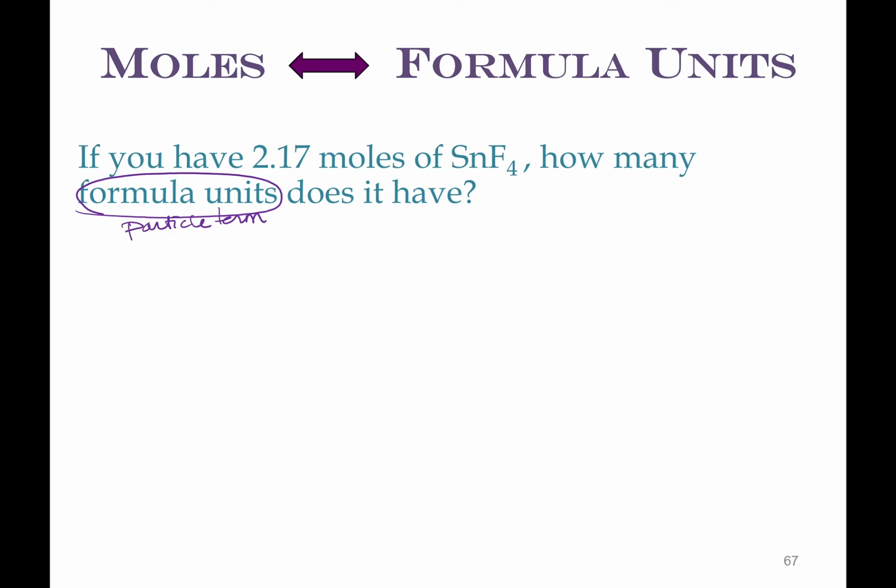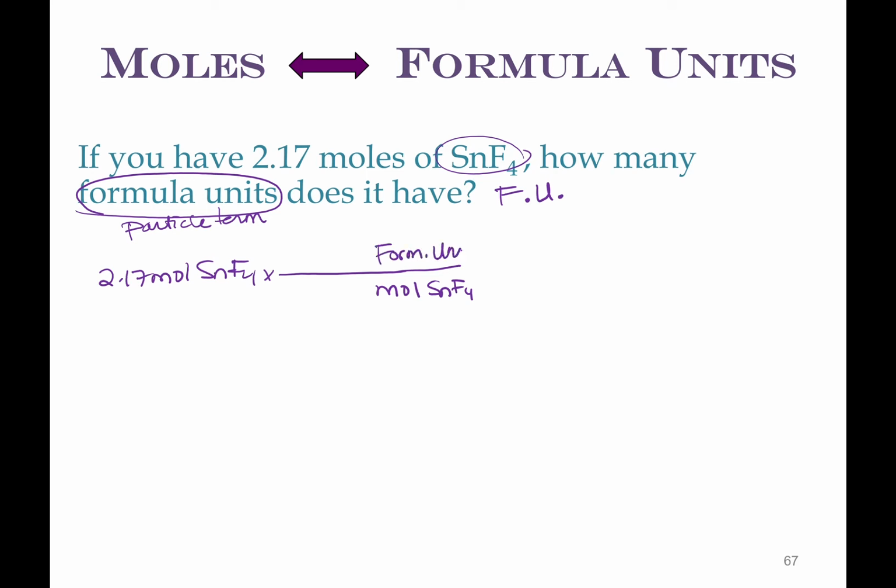Since it's a particle term, it's saying how many of these individually that we have stuck together. We start with the 2.17 moles of tin 4 fluoride. We put moles on the bottom because we want to get rid of it, and formula units goes on the top. Now you can write formula units as long as it's not personal. I will accept that, but I won't write that. I'm going to write form unit because I don't want to offend anyone.